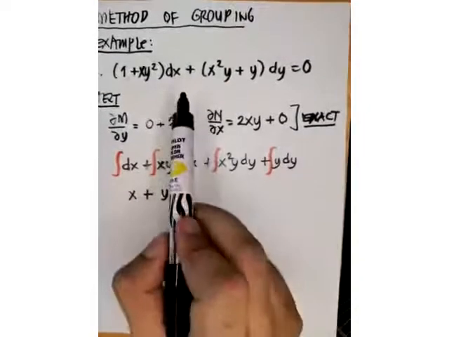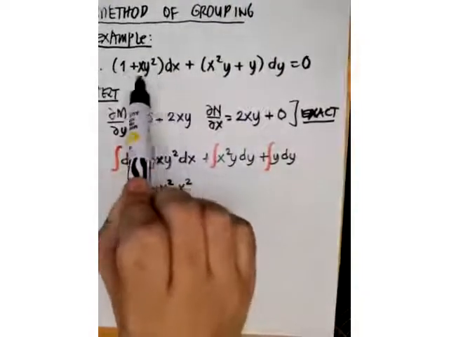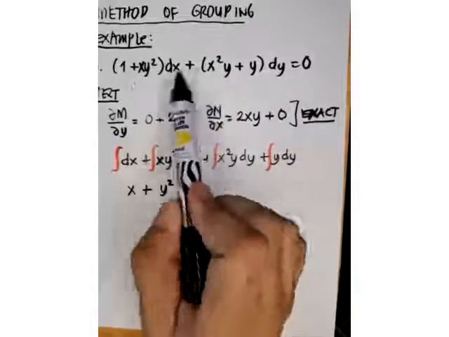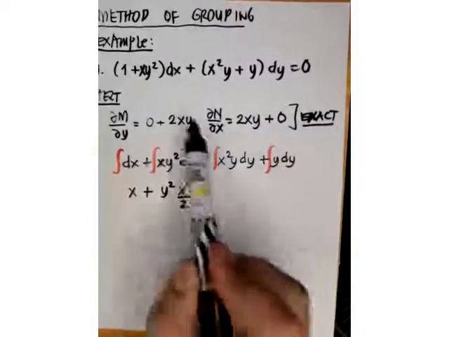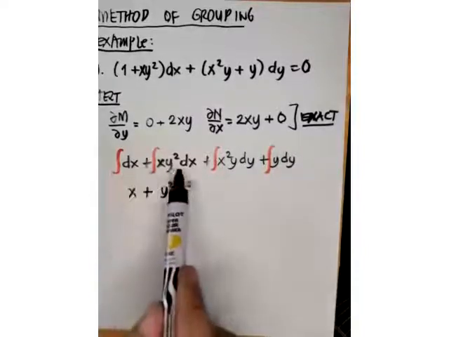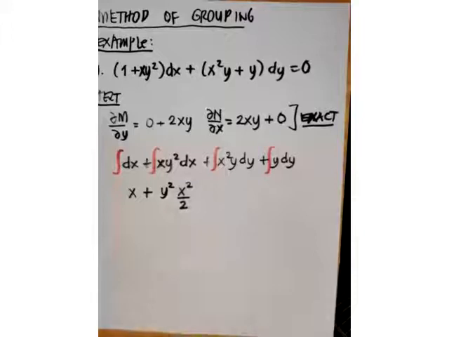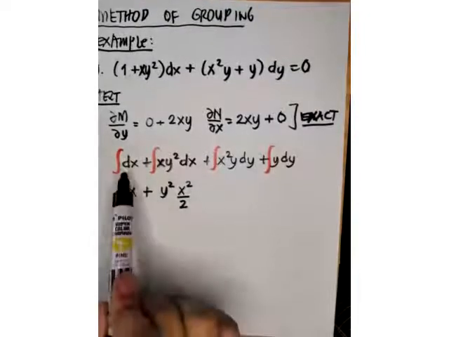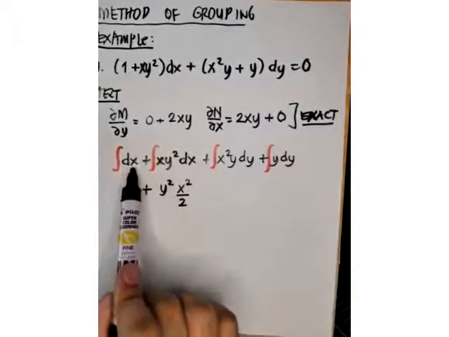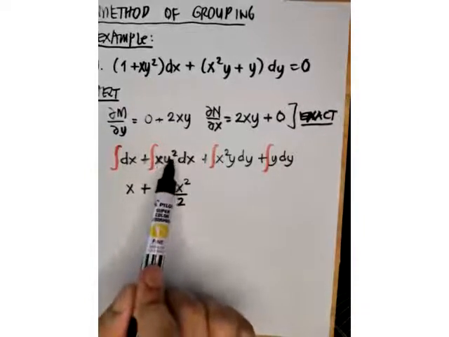Ang una nating gagawin is i-distribute lang yung dx at dy sa bawat term. Tapos, integrate natin sila bawat term, at partial integration dahil magkakahalo yung x at y. Depende lang kung dx siya o dy. Kung dx, integrate natin in terms of x. Kung dy, integrate natin in terms of y. Halimbawa dito, ano yung integral ng dx? X, plus x y squared dx.